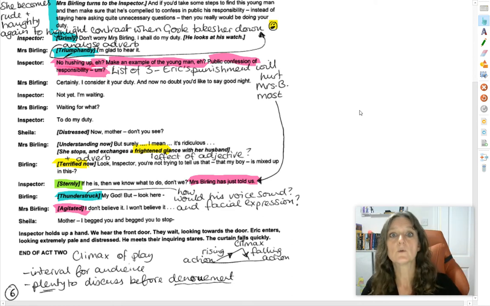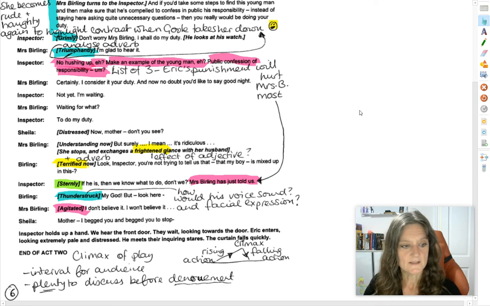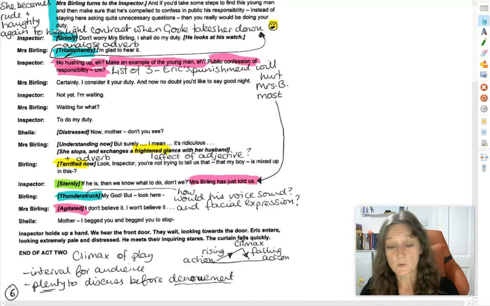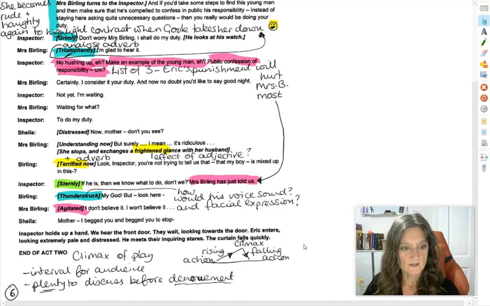I mean, look at the language of lies and truth in this section too. And that's the end, isn't it? So it's a real in comes Eric, looking extremely pale and distressed. He meets her inquiring stares, and the curtain falls quickly. It's one of those moments, isn't it?